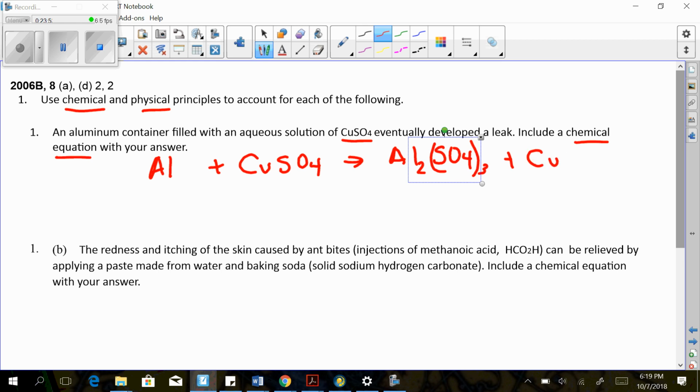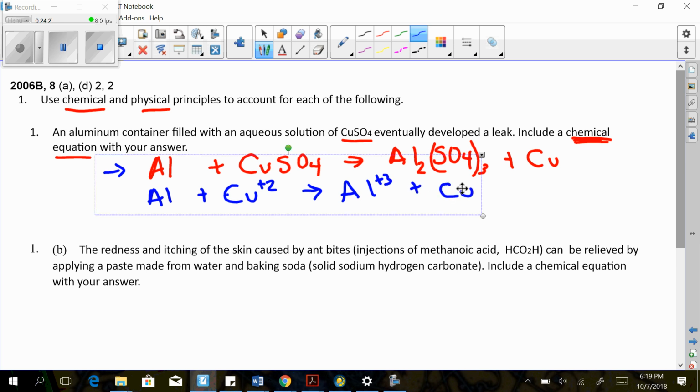Now, on the AP test, whenever you are giving a chemical reaction or a chemical equation, you are supposed to do that in net ionic form. And so if we write the net ionic equation of this reaction, we have aluminum, the element, reacts with copper. And because this is given to us, it must be a +2 ion. And it is forming aluminum, that would be a +3, and copper.